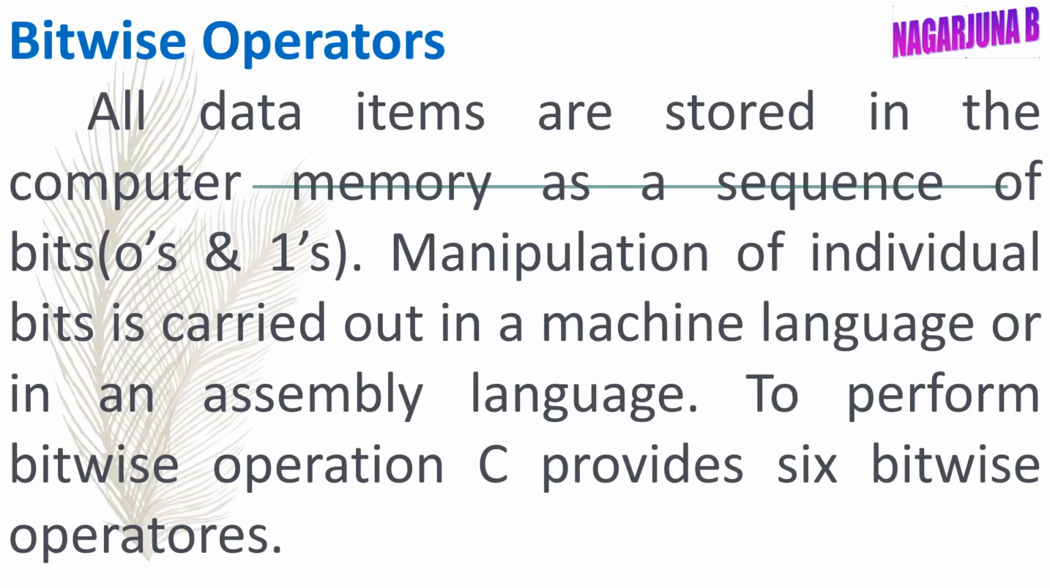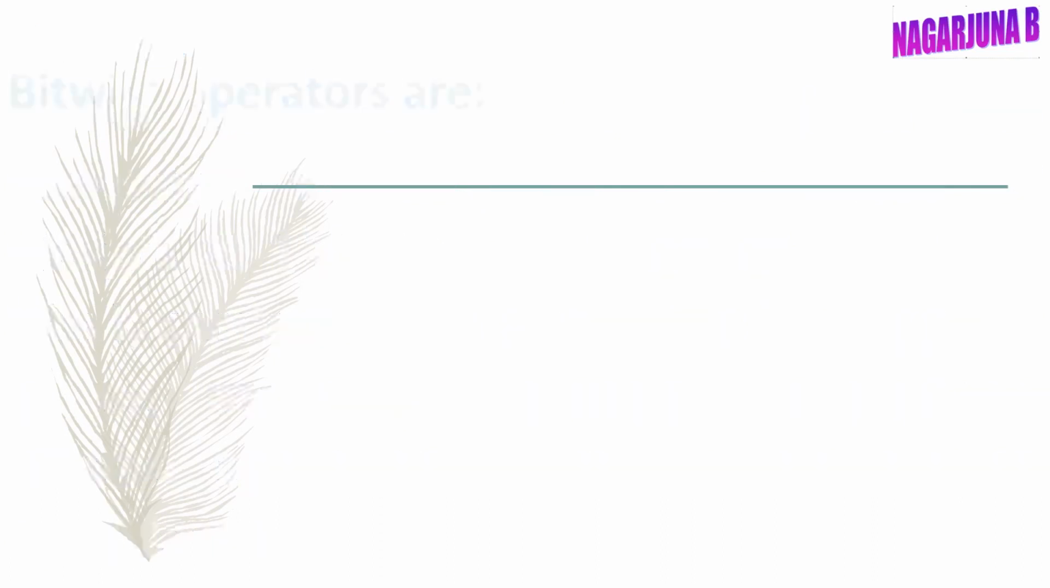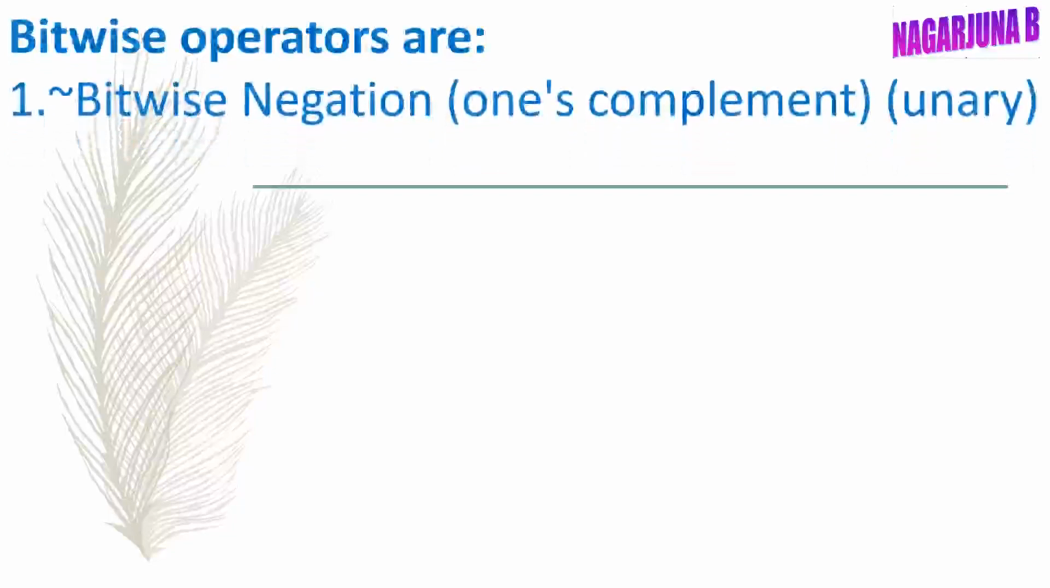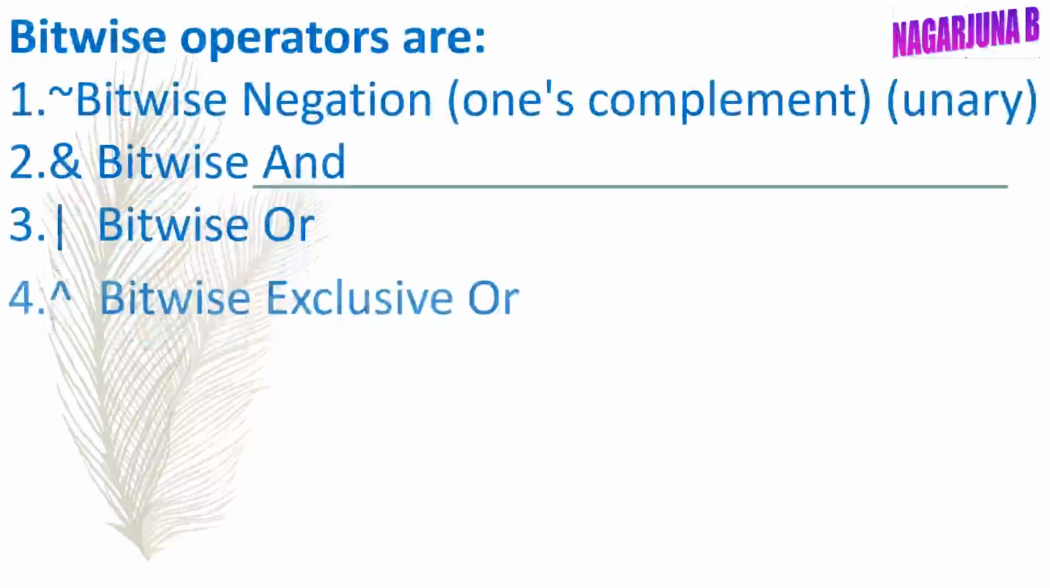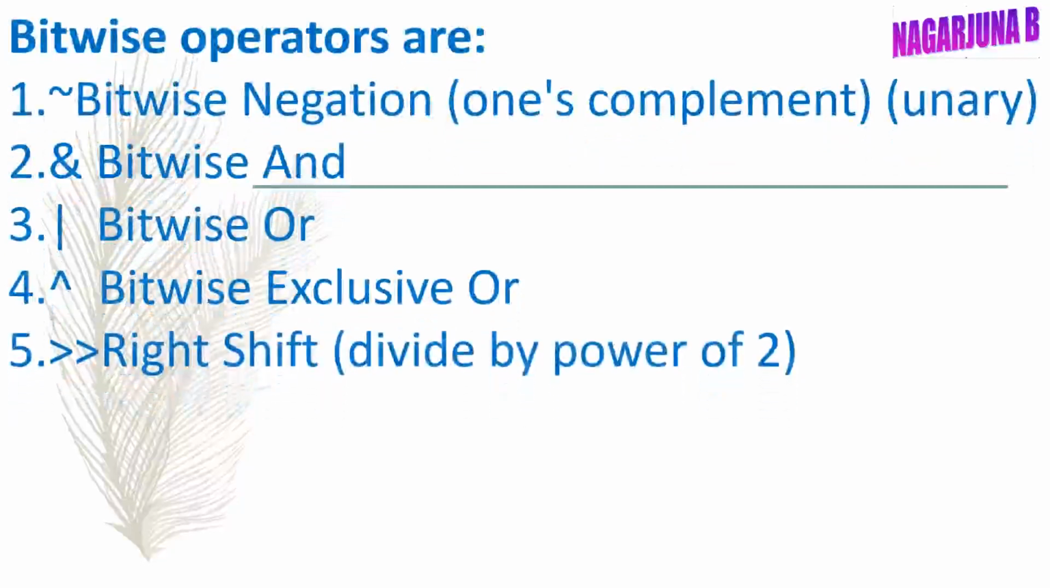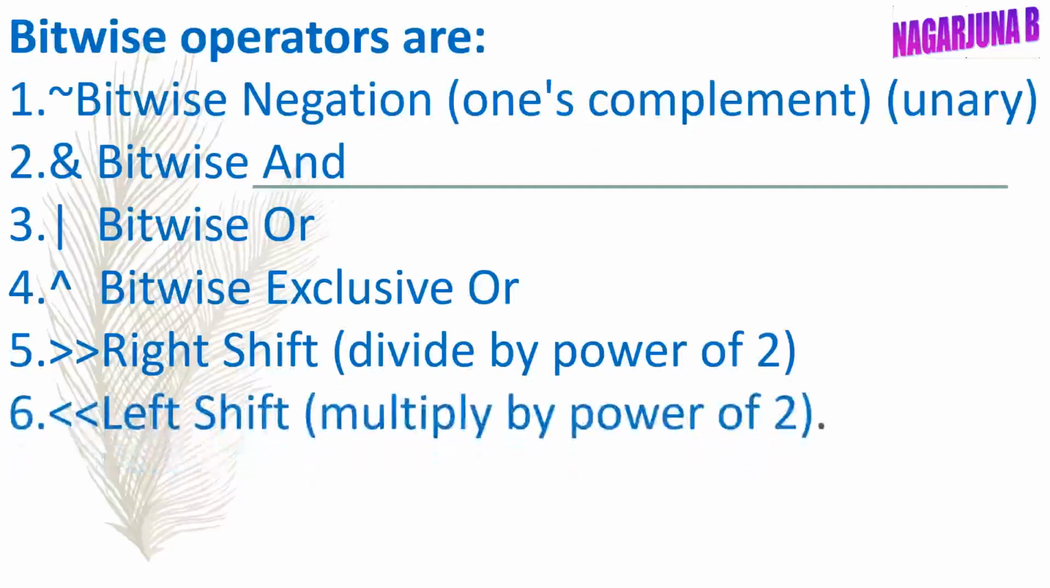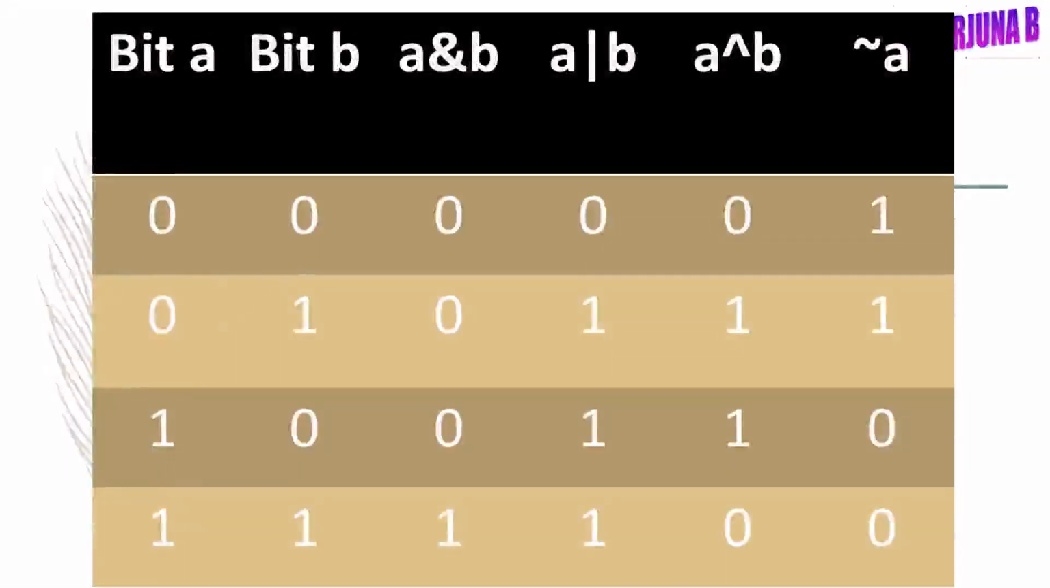To perform bitwise operations in C programming, it provides 6 bitwise operators. The bitwise operators are bitwise negation, bitwise AND, bitwise OR, bitwise exclusive OR, right shift operator, and left shift operator. This particular table gives the way of calculating bitwise operations.